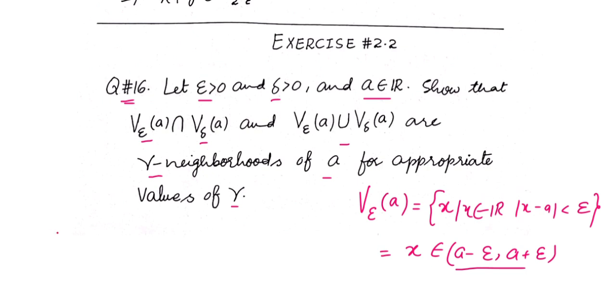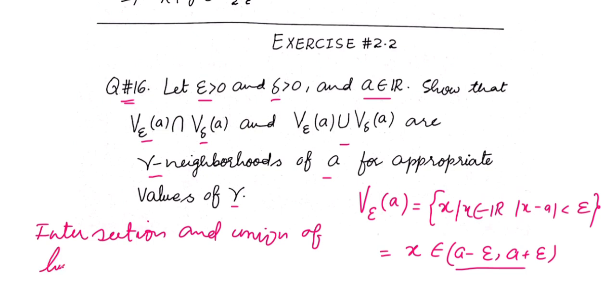In metric space or topology, you have seen the result: the intersection and union of two neighborhoods of a point is again a neighborhood.